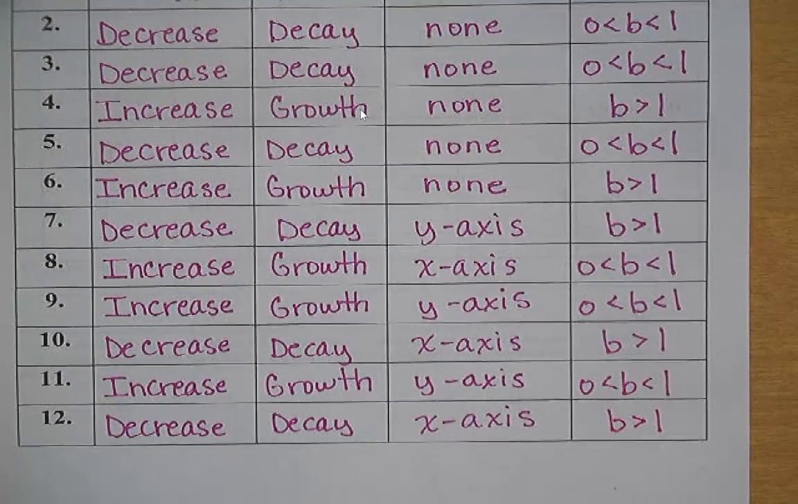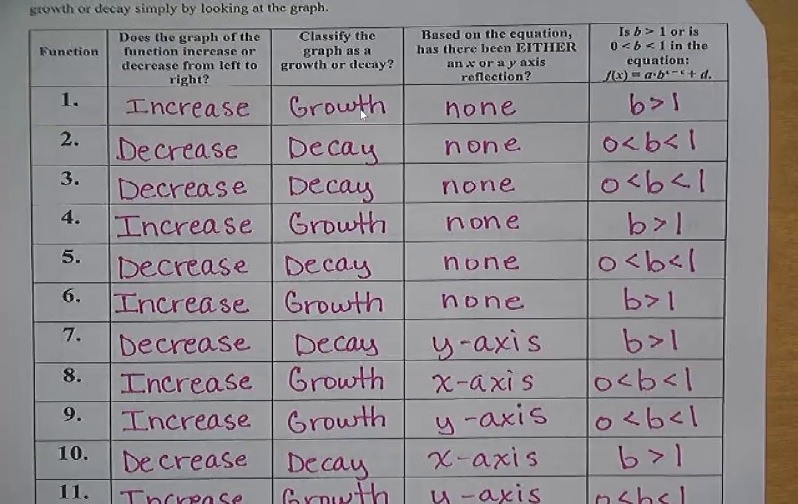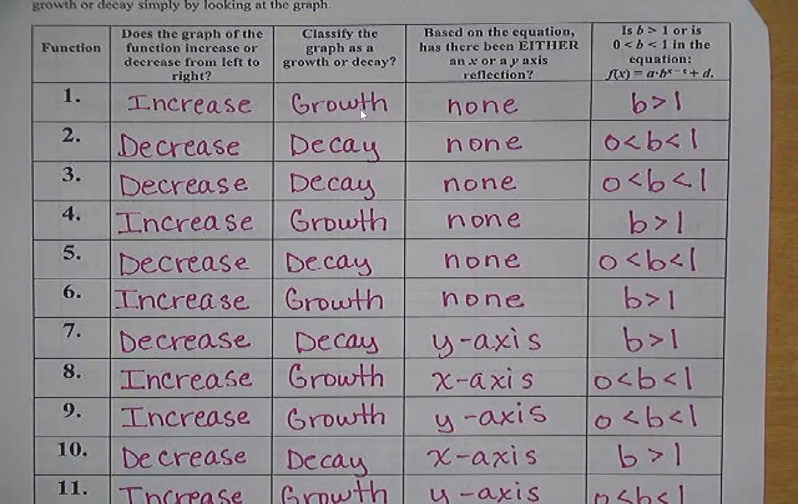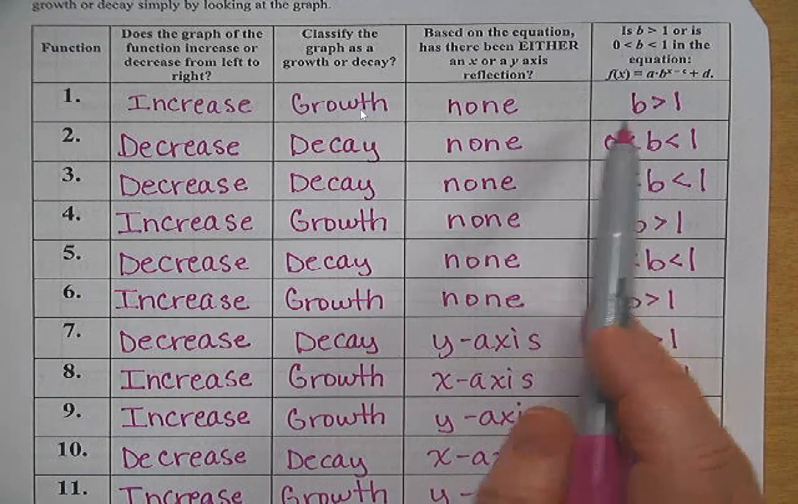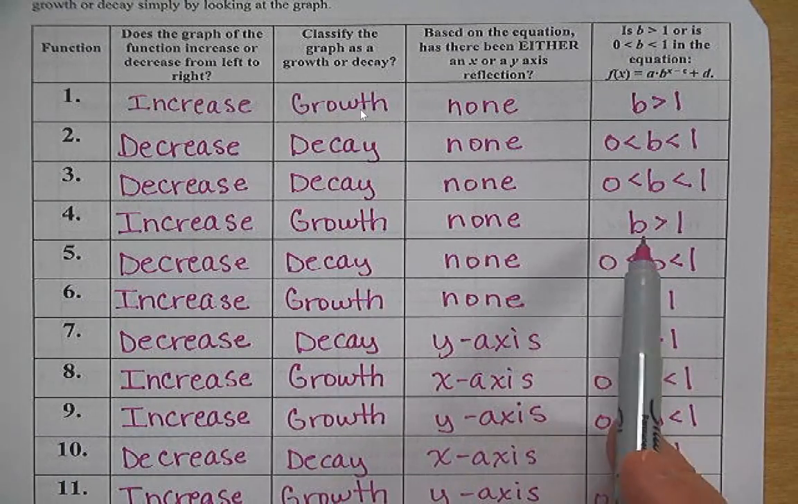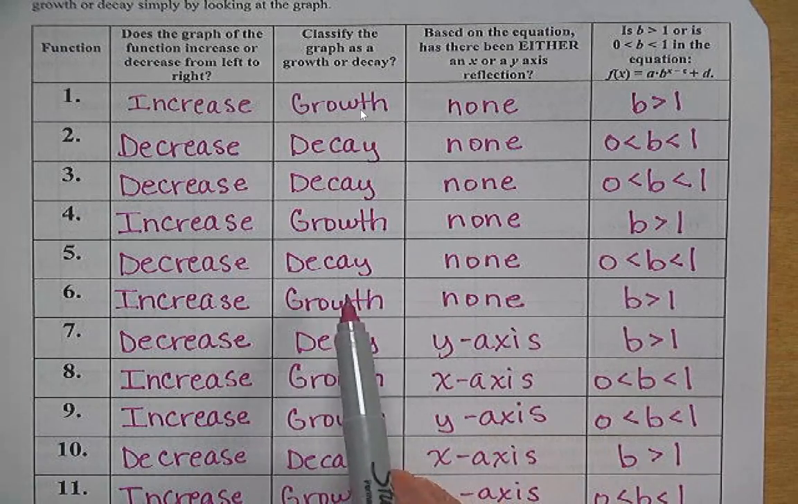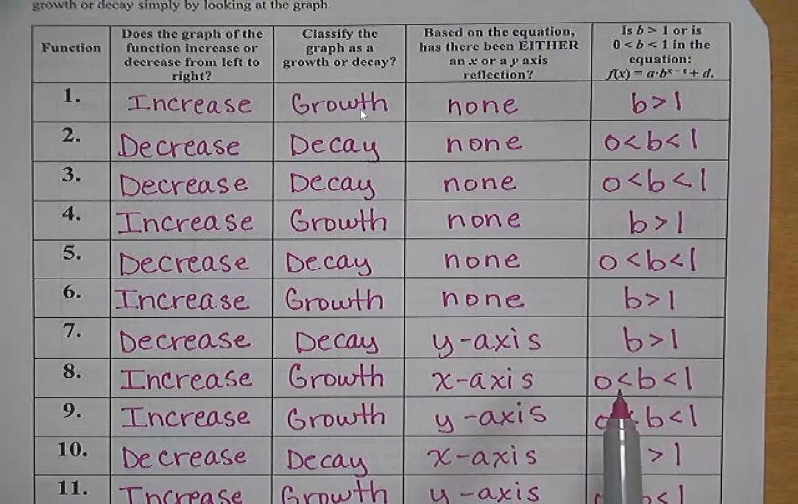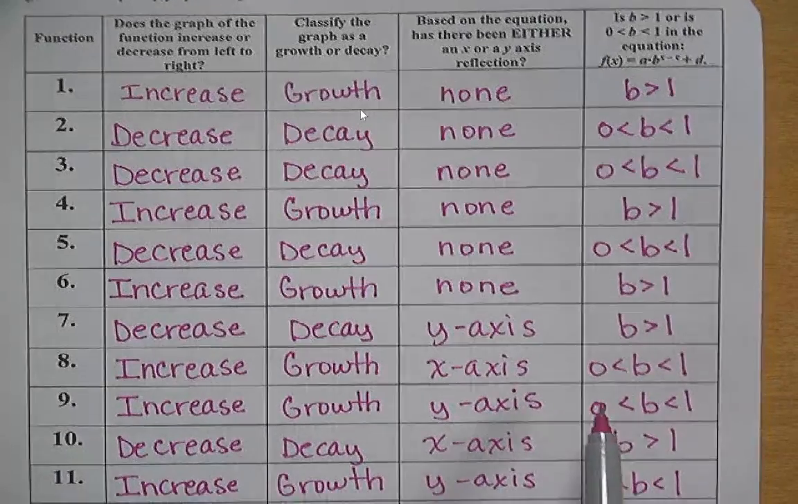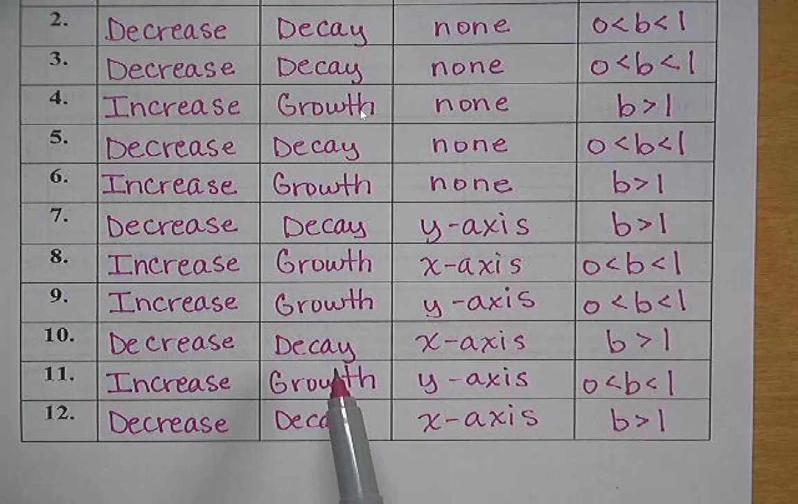All right, we want to make some observations here. So here we had a growth where the b value is greater than 1. We have another growth where the b value is greater than 1. Growth, b value greater than 1. This growth has a b value between 0 and 1, but remember there was a reflection. Here's another growth with a reflection with a b value between 0 and 1. Another growth with a reflection with a b value between 0 and 1.